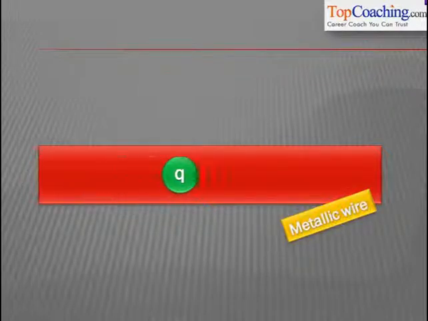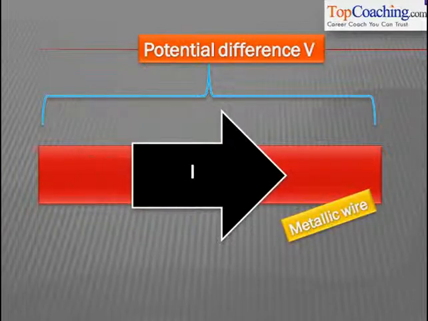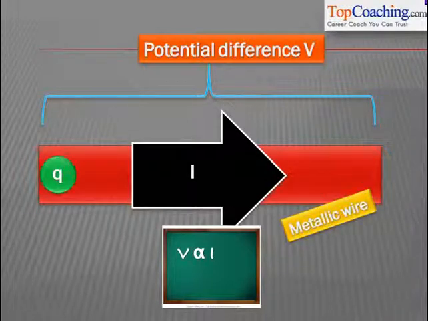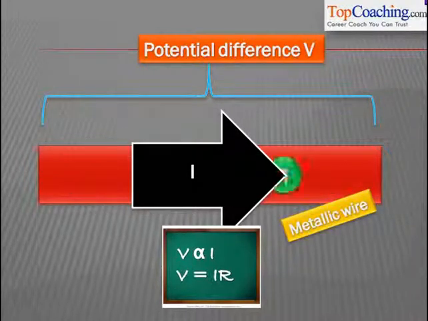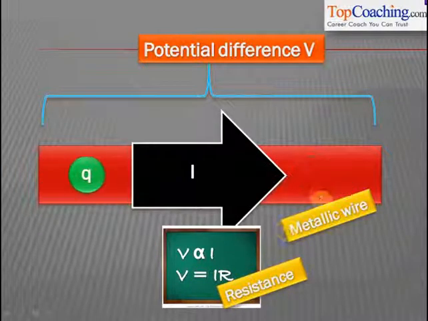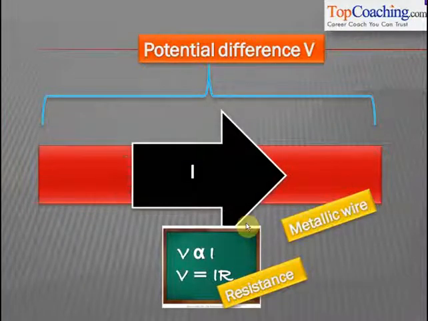This is a metallic wire and there is some charge flowing through it. If the potential difference across the wire is V and the current flowing through the wire is I, then Ohm's law states that V is proportional to I. Or we can say that V equal to IR, where R is a constant if the temperature is constant. In fact, Ohm even said that this constant R is called resistance. Understood? So resistance is the proportionality constant here that relates potential difference and the current flowing through the wire. So that's what Ohm's law is, V equal to IR.